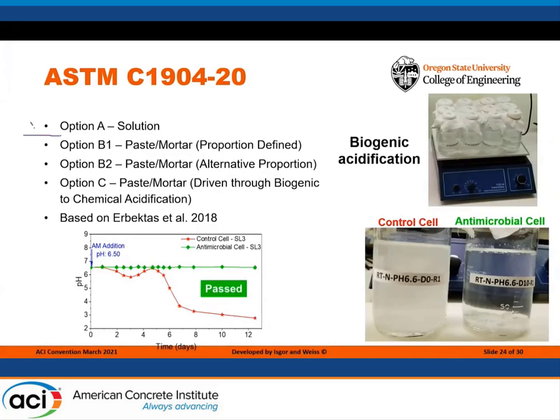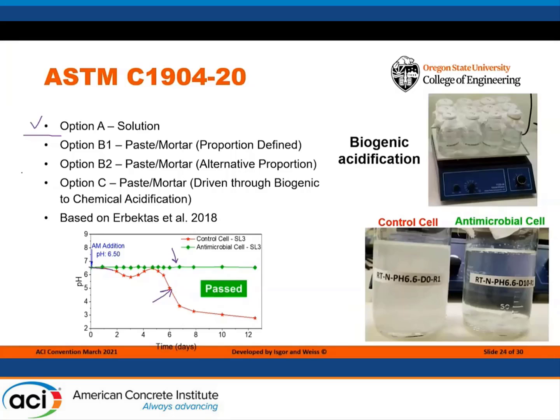The first piece really looks at solutions. So the idea here is you could actually look at an antimicrobial solution. You could look at a conventional system, and you could essentially see how rapidly the pH changes in those systems. So in a control sample, you'll see the red line here where the pH starts to drop over time because of the bacteria producing acid in the overall system, where the antimicrobial itself can help to prevent that from happening and maintain a high pH. So the idea behind this is a simple way to start to qualify different antimicrobial additives.